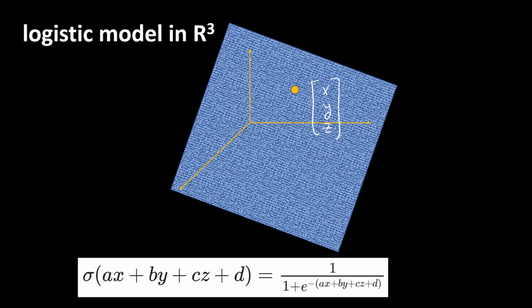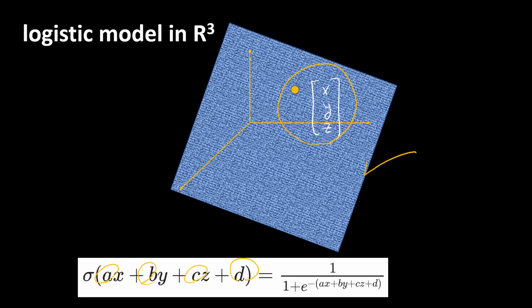How about a basic model in R3? The same thing. Now we have at most 4 parameters A, B, C, and D. Using these 4 arbitrary parameters, we assign a probability to each point in R3. For example, take this point that has X, Y, and Z as its coordinates. We assign a probability to it using this logistic model.